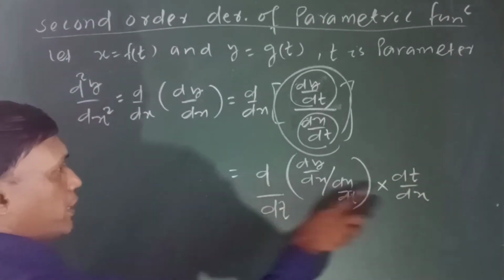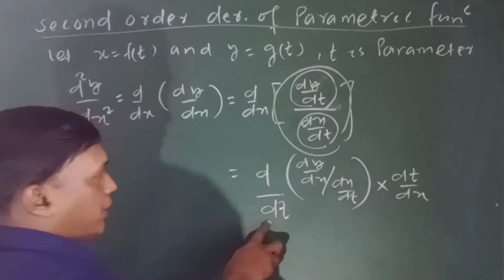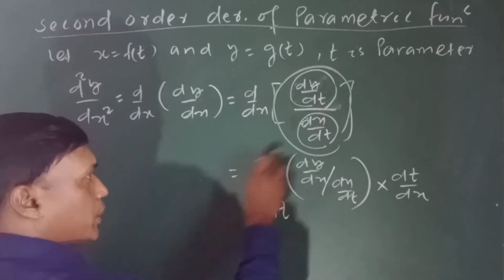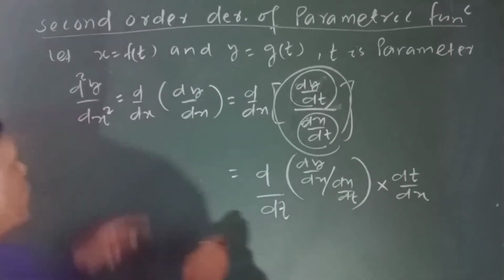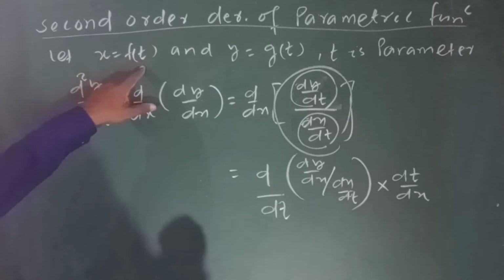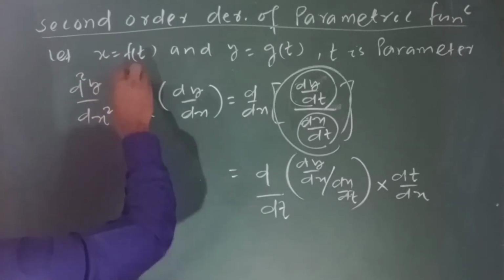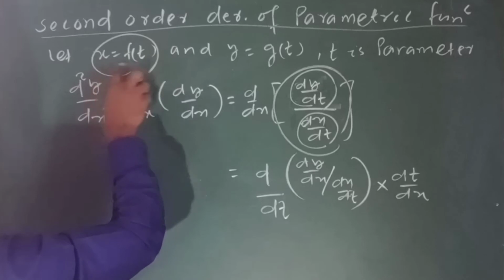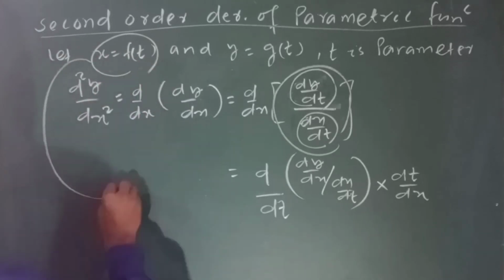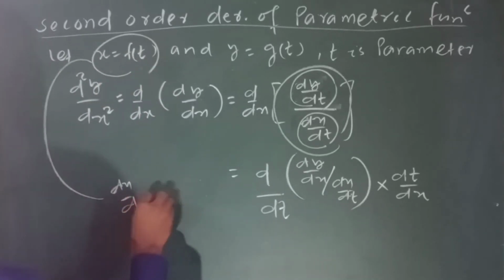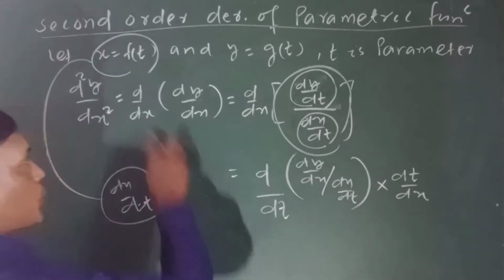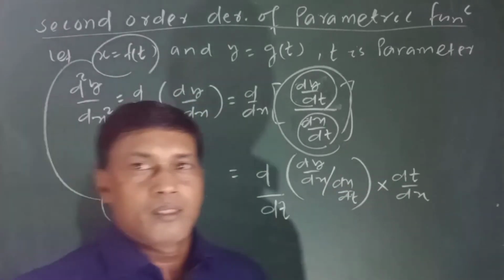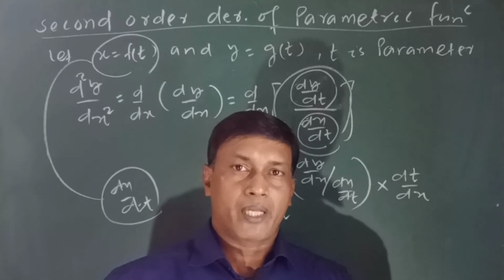Look at here, we have d by dx, I multiply dt divided by dt. So find the derivative of this with respect to t into dt by dx. So how can we find dt by dx? We have x. So if x is a function of t, we can find dx by dt. So here find dx by dt. If we can find here dx by dt, then multiply here dt by dx. Dx by dt is given, so 1 by dx by dt is dt by dx. So this is the process to find the second order derivative of a parametric function.